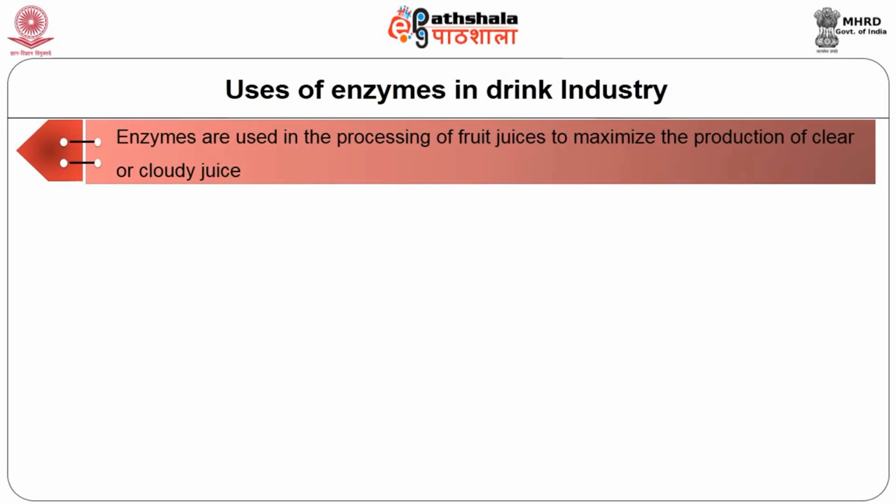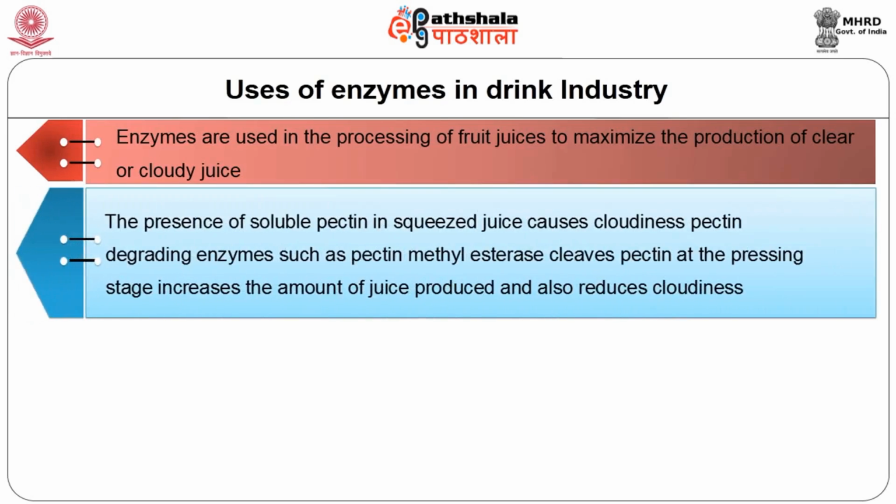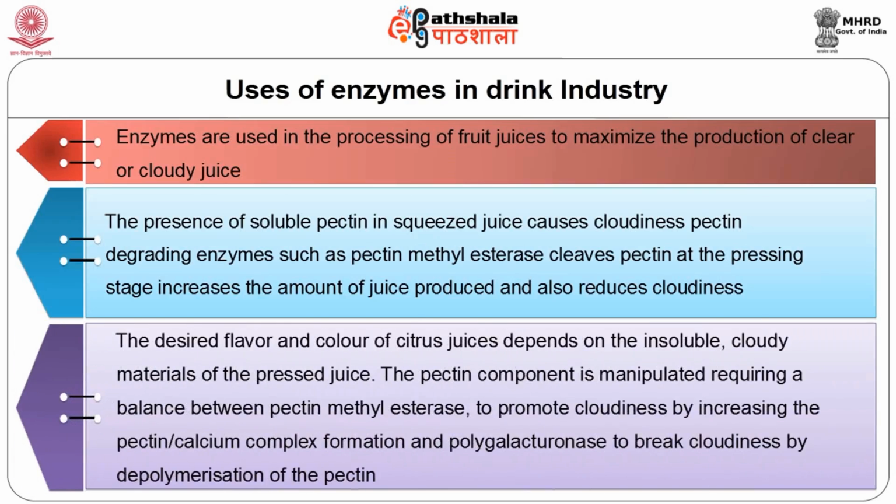Nearly all fruits contain pectin. The presence of soluble pectin in squeezed juice causes cloudiness. The addition of pectin degrading enzymes, which cleave pectin at the pressing stage, increases the amount of juice produced and at the same time can reduce cloudiness. The desired flavor and color of citrus juices depends on the insoluble cloudy materials of the pressed juice.